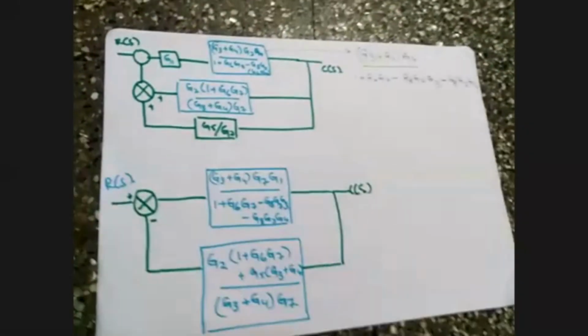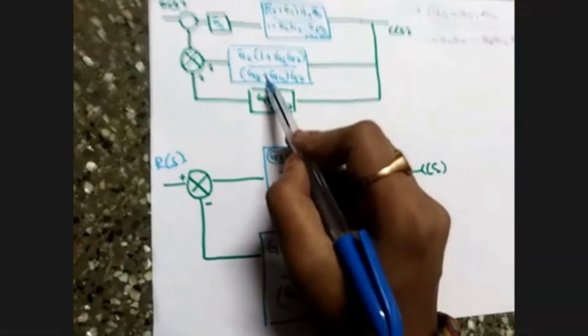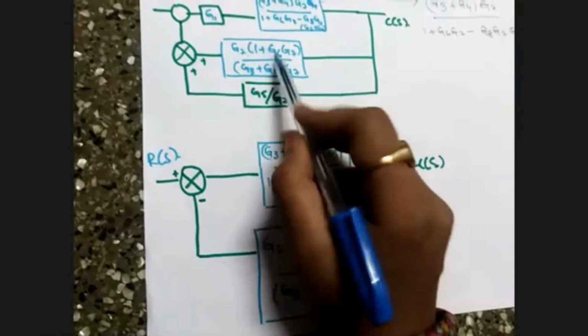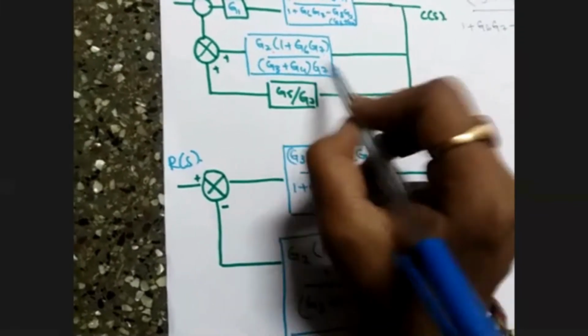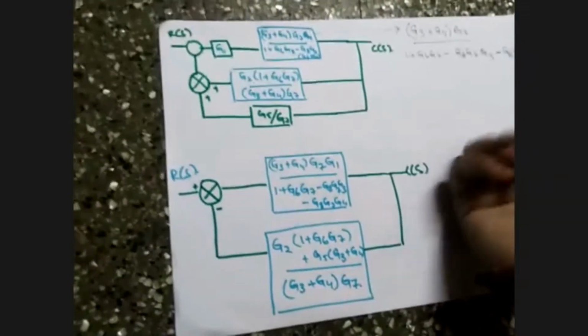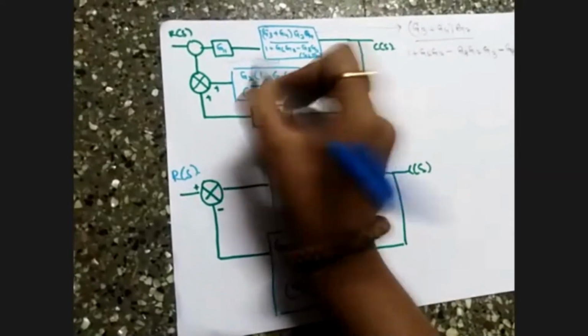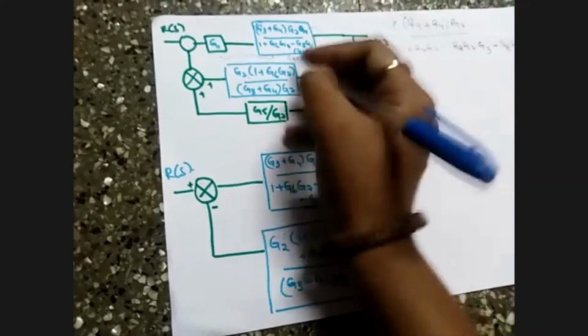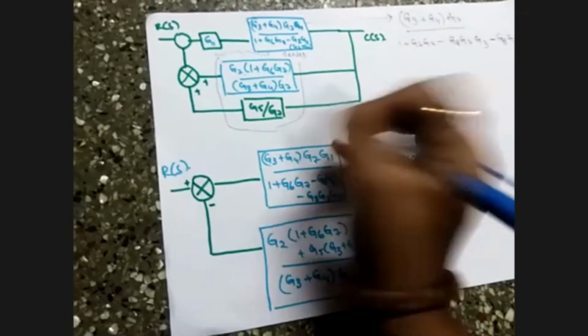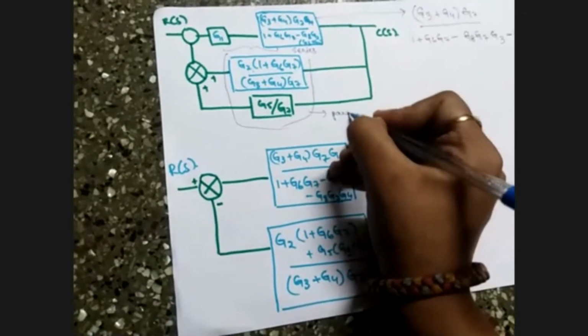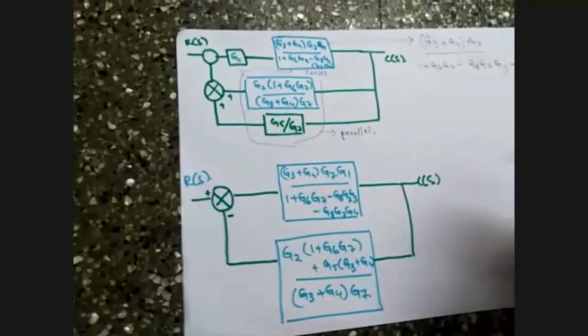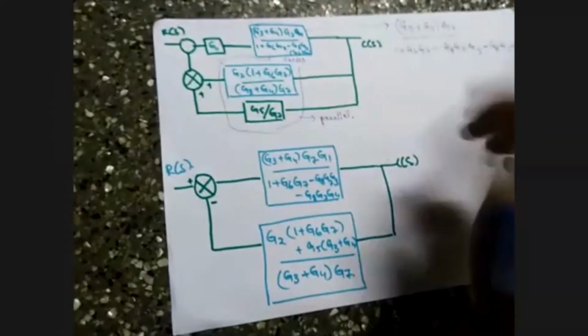Now they are in series, so if they are in series, you have to directly multiply the gain. The same thing has happened. You have multiplied with G2, so this has become G2 into (1 plus G6 G7) by (G3 plus G4) into G7. Got it? Now if you observe properly again, these both are in series now. And these both are in parallel. So if they are in series, direct multiplication. Now, what will be the resultant gain here?